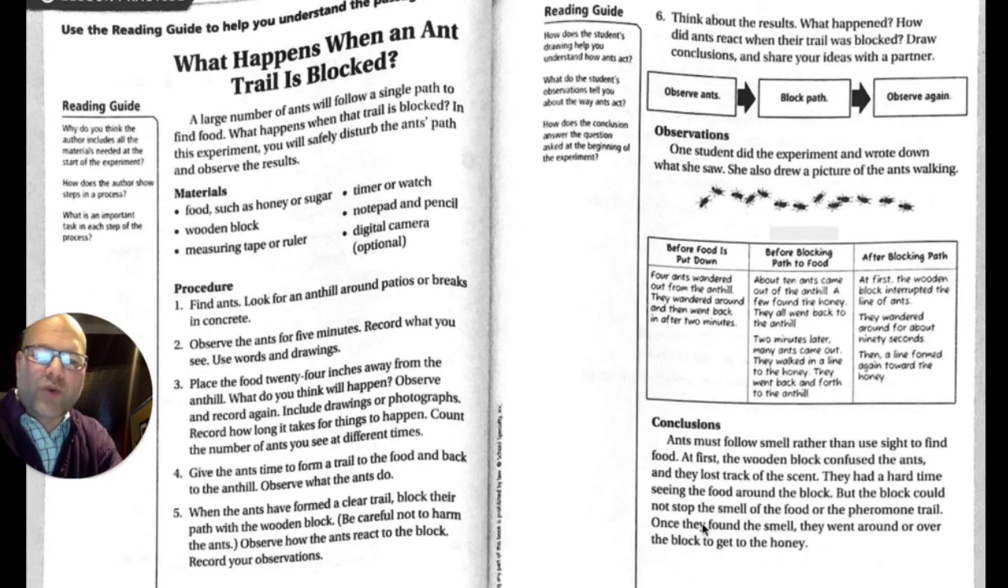See, it says around or over the block. I want to know, did they go over it or around it? Were there more than one trail? Because the whole idea of there being a trail is that it's like one track of pheromones.